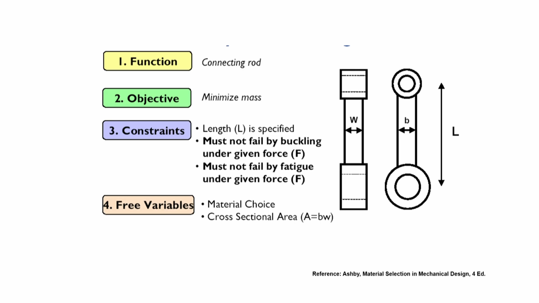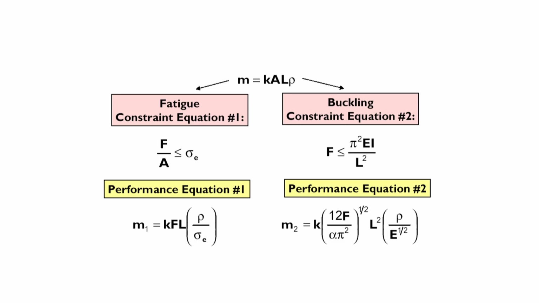Okay. So, this is the connecting rod. We have to minimize the mass of it, light, must not fail by buckling under given force, must not fail by fatigue under given force. And then what are the two cases that this is giving us? One is that fatigue is telling that the stress coming into the system has to be less than the endurance strength, sigma E. If it is less than the endurance strength, then you know that the material can sustain almost infinite number of cycles. So, I know that F over A is sigma E.